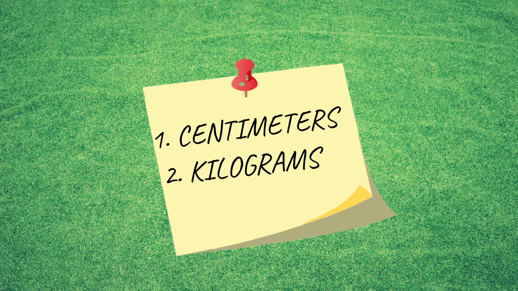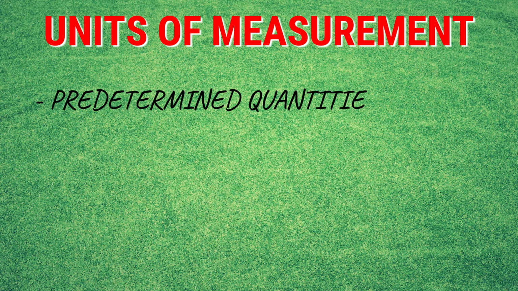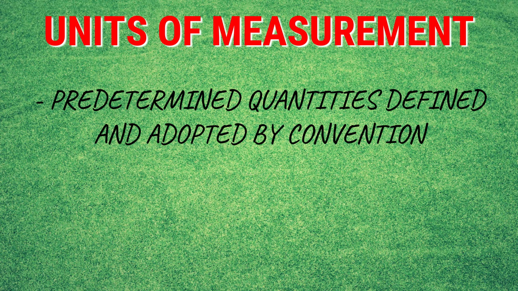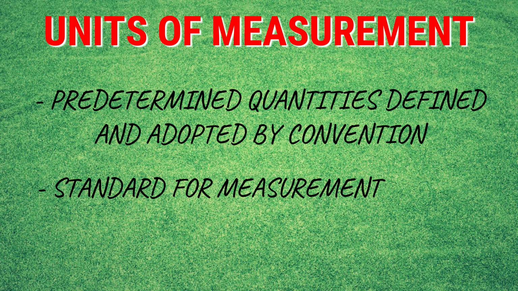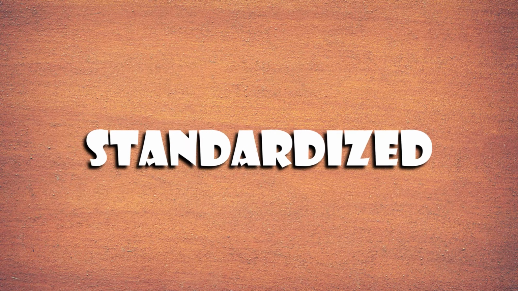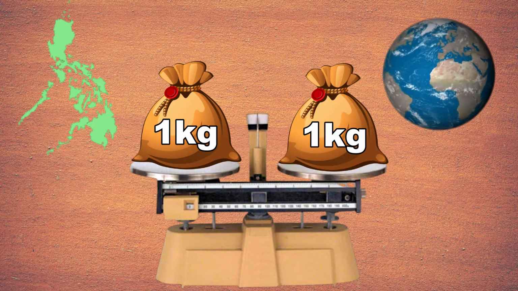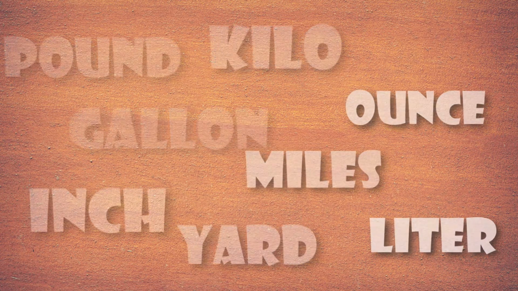Centimeters and kilograms are examples of what we call units of measurement. Units of measurement are predetermined quantities defined and adopted by convention that are used as standards for measurement of the same kind of quantity. The units that we use in math are standardized, which means they match official standard amounts. That 1 kilogram here in the Philippines is also as heavy as 1 kilogram in other countries. There are still a lot of different units used in different countries.